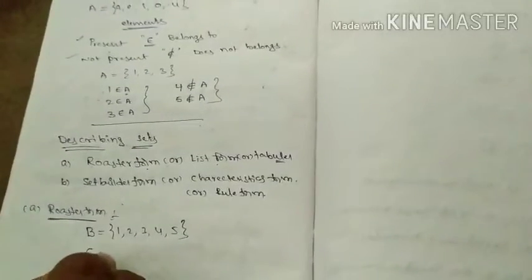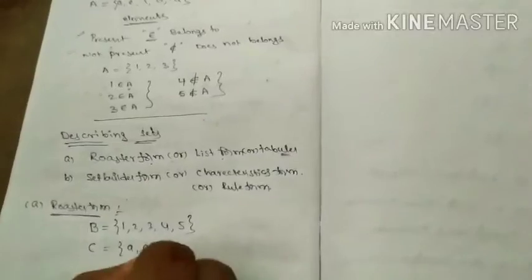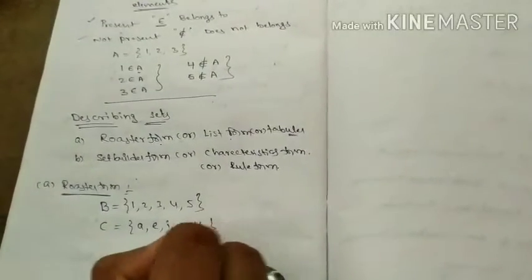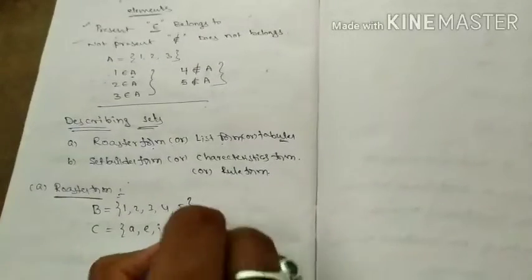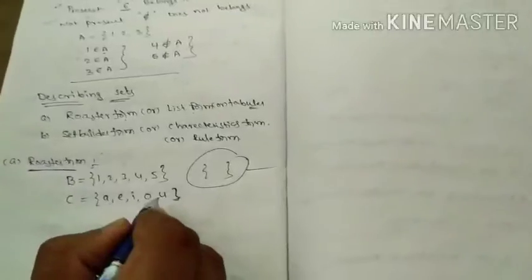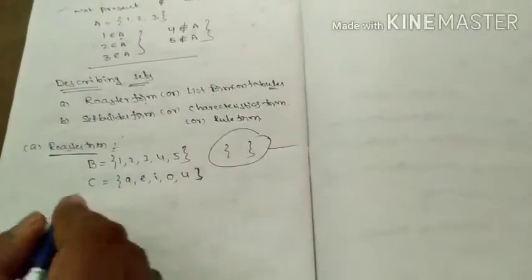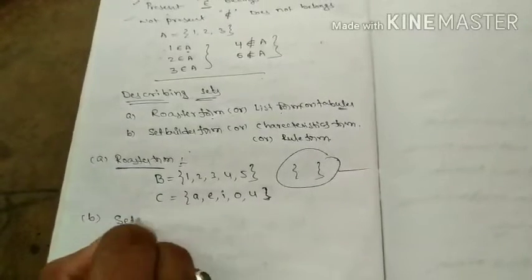Next, suppose the vowels A, E, I, O, U. This is one set. These are separated by commas and kept in curly brackets. This is roster form. Next form is set builder form.